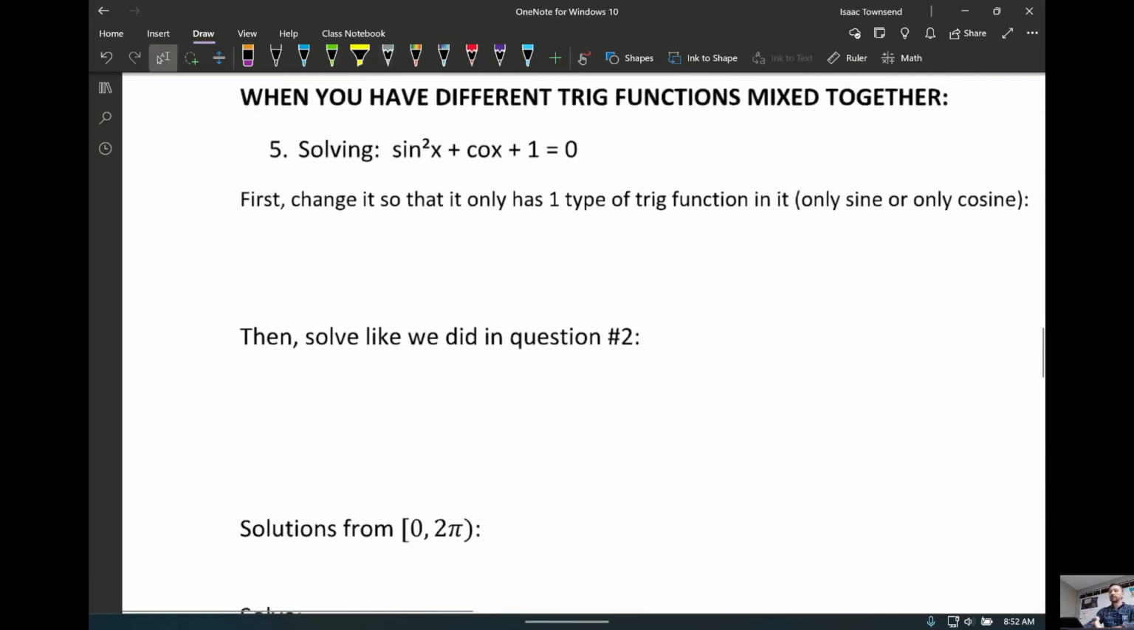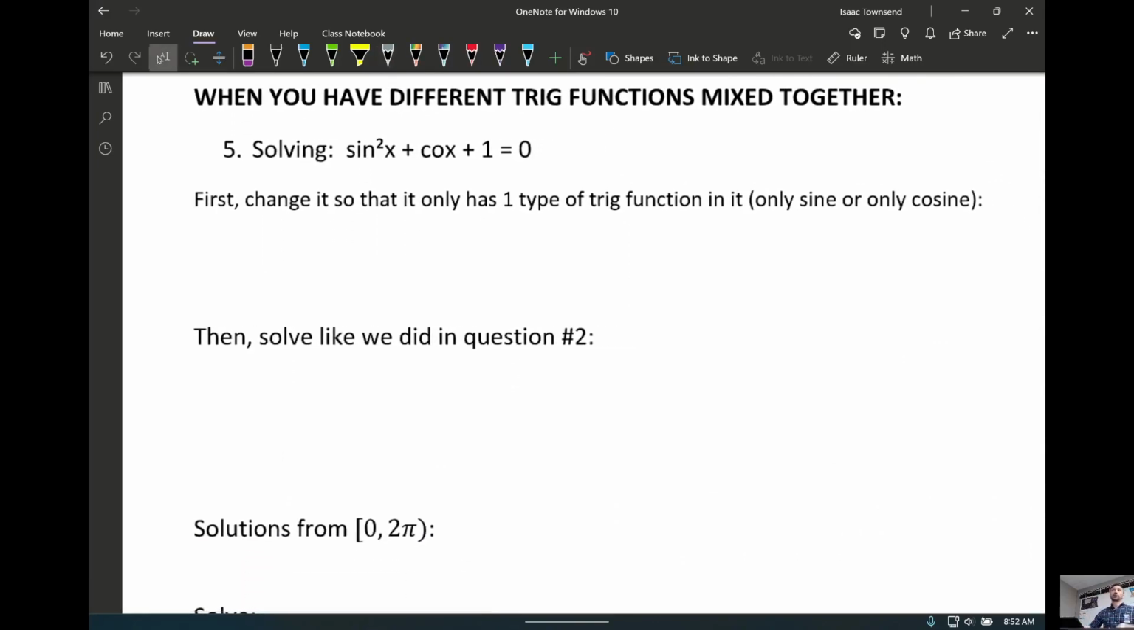Okay, now not everything fits those. There's a few different question types where you have to be ready to apply a couple other little tricks here. Question 5 here, this has a typo. This is supposed to say cosine x.